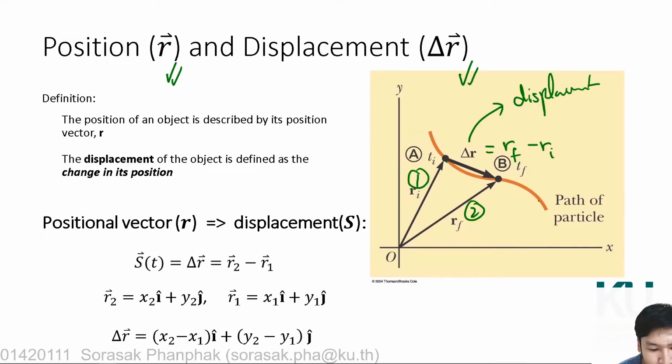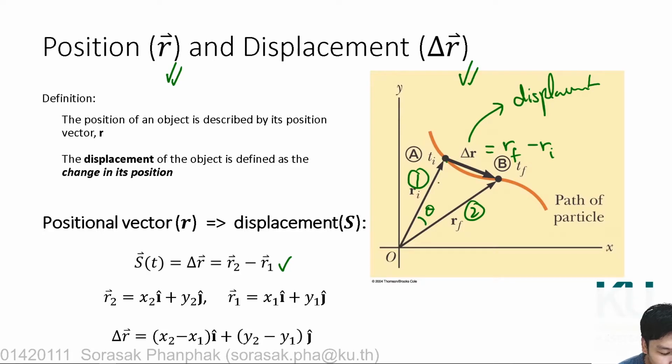It's different from the path or distance, right? The distance is the orange line, but when this angle is quite small, you can see that the path and the displacement are almost equal. I will explain this more soon. So this is the definition.